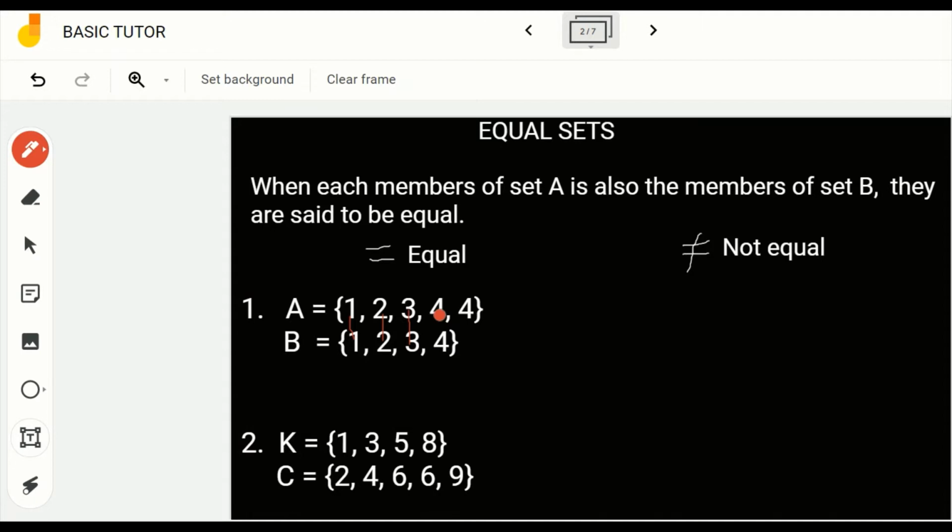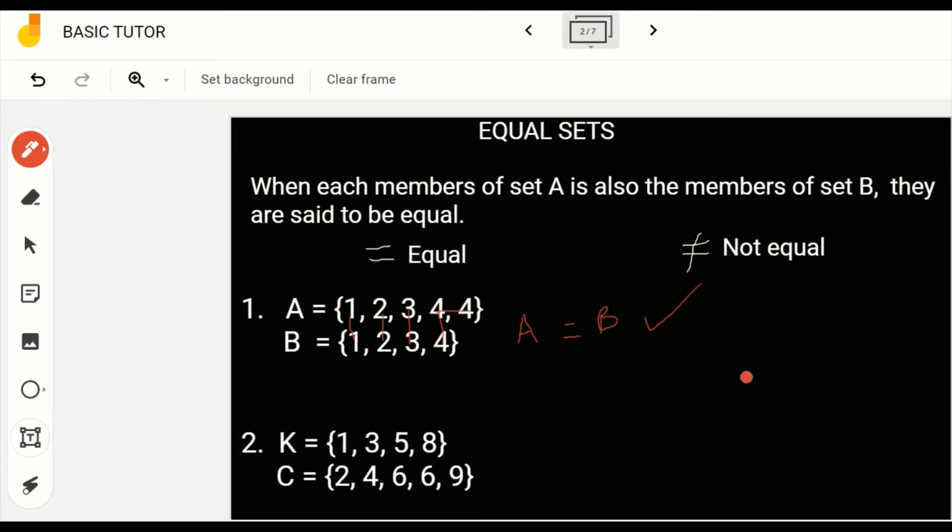And please note that no matter how many times an element is repeated in a set, it is counted as 1. So these two are counted as 1. So we have 4 in set A and we have a 4 in set B. So as you can see, it means that the members of set A are also the same members in set B. So we can say that set A is equal to set B, because the members of set A are also the members of set B.